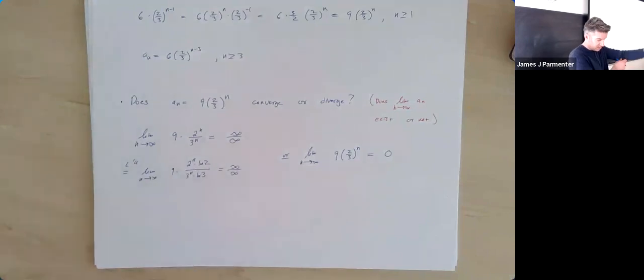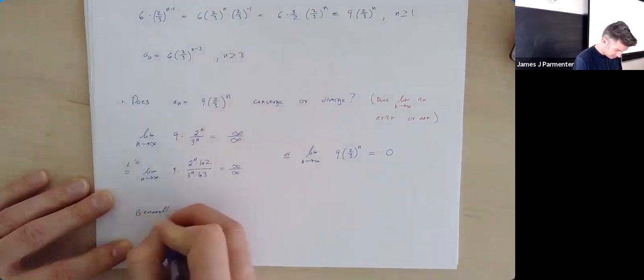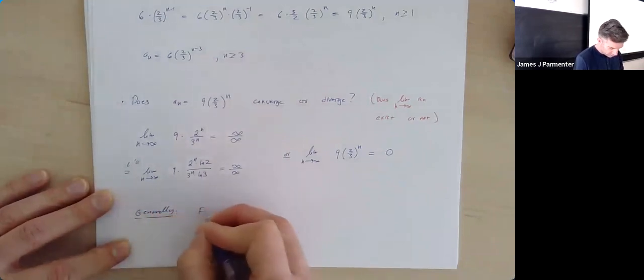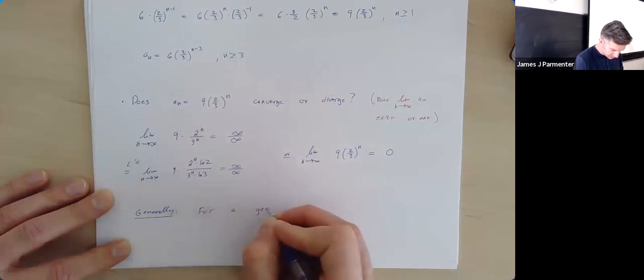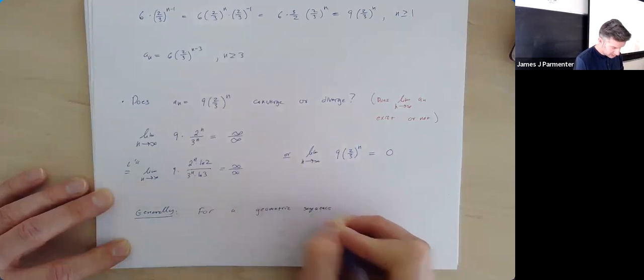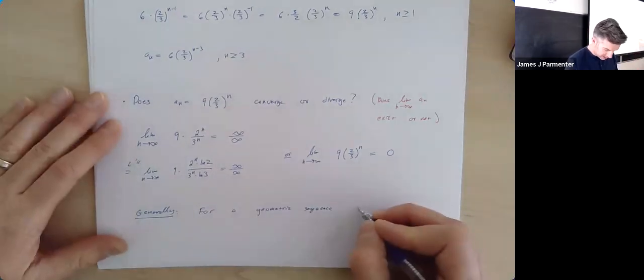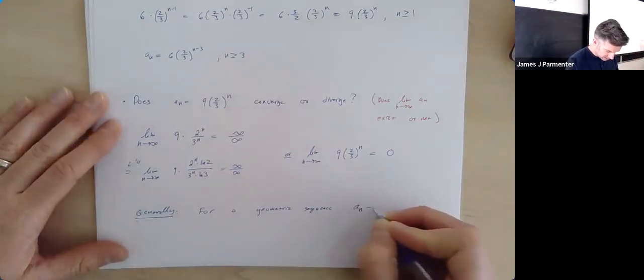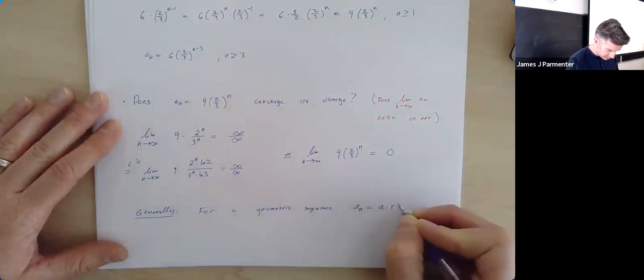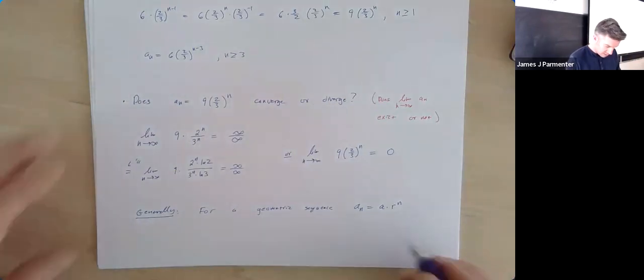And generally something that's true for a geometric sequence, and that's just a sequence where each next term is the previous term multiplied by the same ratio every time. So we typically write a geometric sequence as something like a sub n equal to a times r to the n, where r is the ratio and a is essentially the starting term.